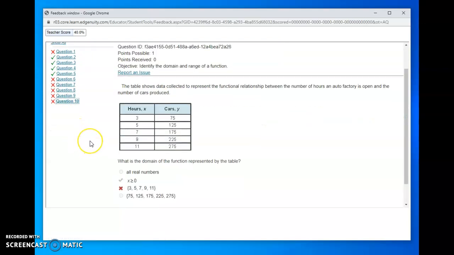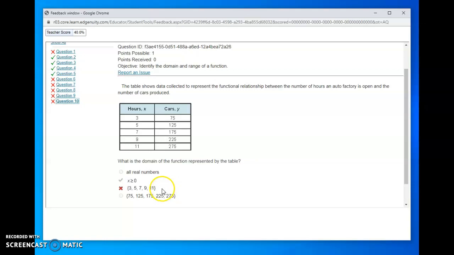The table shows the data collected to represent a functional relationship between the number of hours an auto factory is open and the cars produced. What is the domain? So that's all the x's represented by the table. And there's all the x's there. It could be open for 1 hour. It could be open for 2 hours. It could be open for 3 hours.